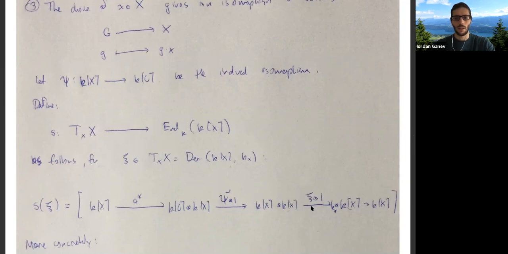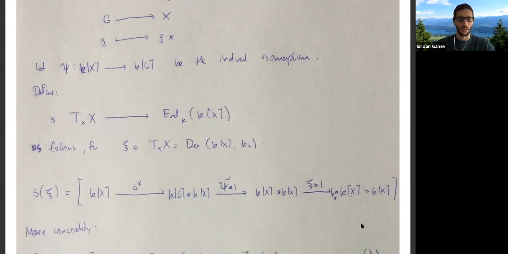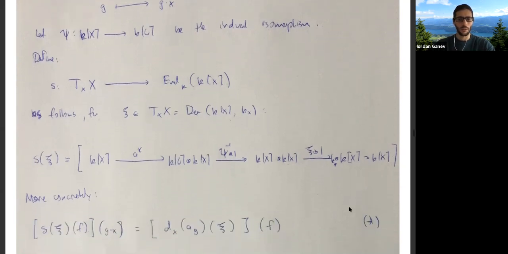And then we apply the tangent vector on the first coordinate. So we get something in the field tensor k[X], but we can get rid of that first tensor factor, and it's just isomorphic to k[X]. So this is a linear map from k[X] to k[X]. This is maybe the diagrammatic way to think about what it is. You can also think about it in terms of equations, so this is what it does in terms of equations.